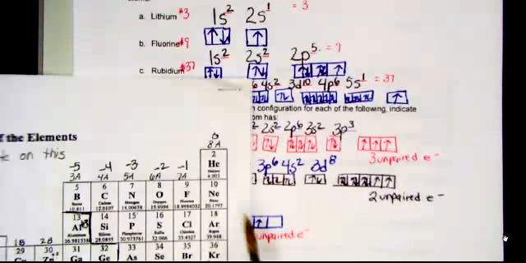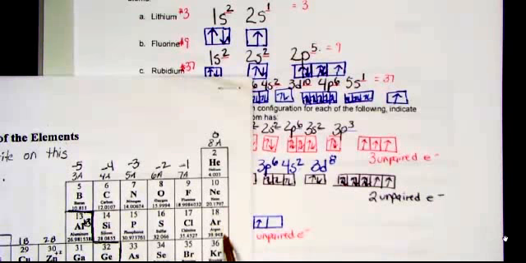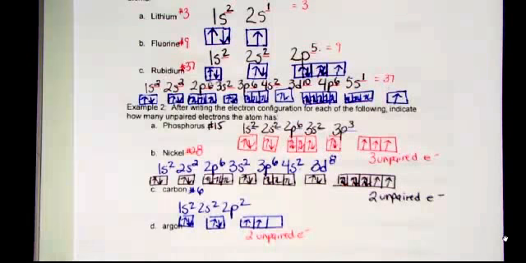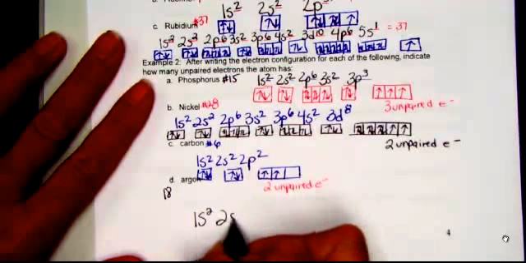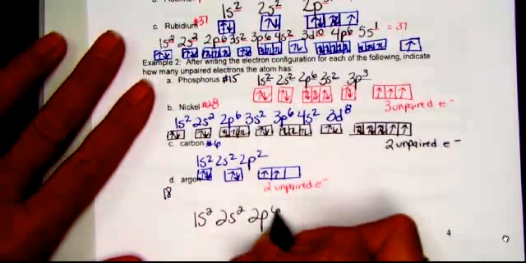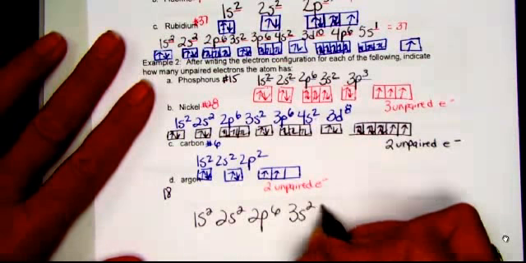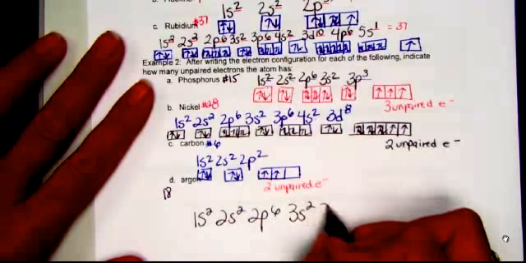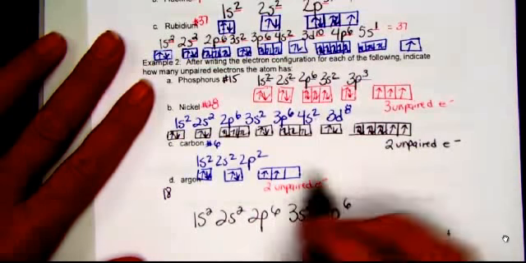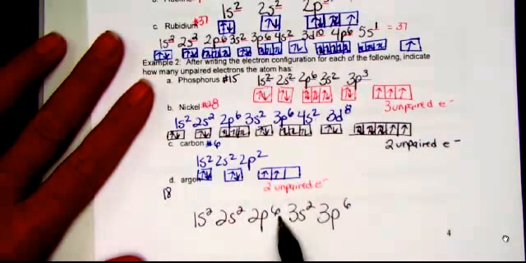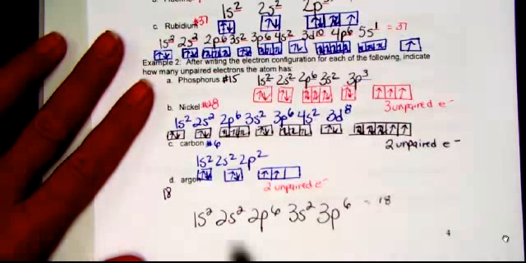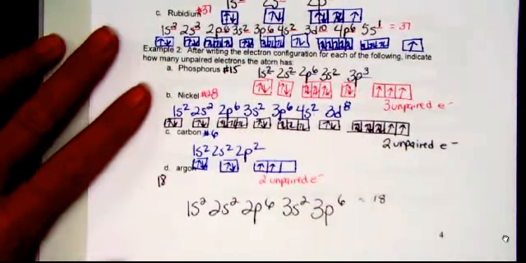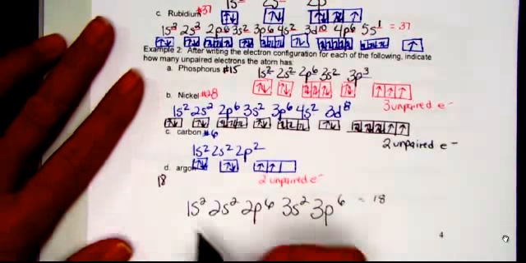And one more that was called argon. Argon number 18. 1s2, 2s2, 2p6, 3s2. See, I'm at 10, 11, 12. 3p6, 1, 2, 3, 4, 10, 12, and 6 is 18. The electron configuration for the 18 electrons of argon.